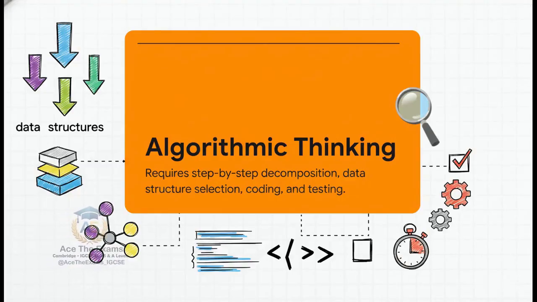It is the absolute engine driving your success when processing array data. As defined here, algorithmic thinking requires step-by-step decomposition, selecting the appropriate data structures, ensuring efficient code implementation, and applying rigorous testing. But before you can do any of that, you have to decode the command words in the question. Are they asking you to describe, explain, or evaluate? If the command word is evaluate and you just describe the bubble sort, your grade is tanking.